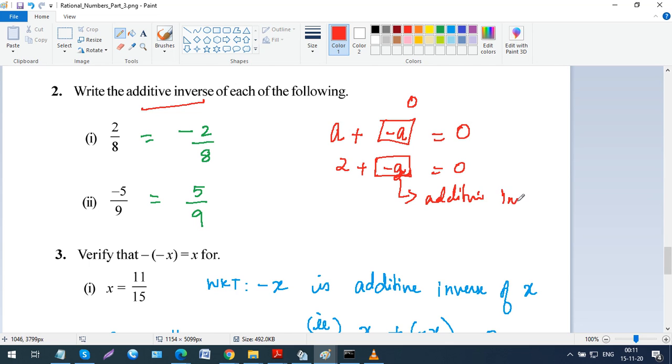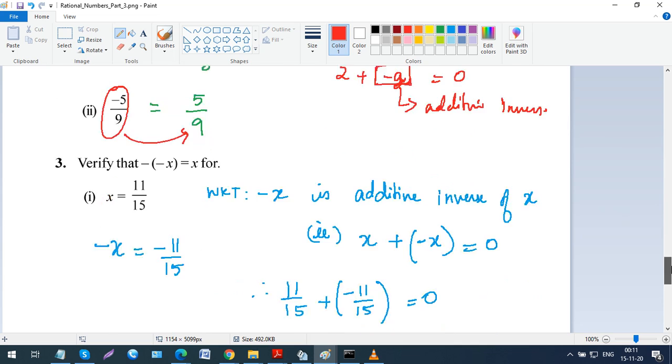So in the same way, minus 2 will be called the additive inverse. Okay, so in this case, if 2 by 8 is given, what will be the additive inverse? Minus 2 by 8. If minus 5 by 9 is given, what will be the additive inverse? Plus 5 by 9, because only then it will become 0, right? So that is your additive inverse, the number which when added to the given number makes the answer 0.